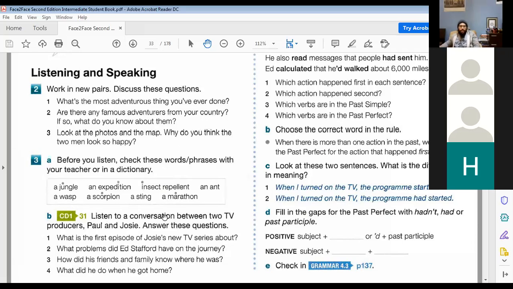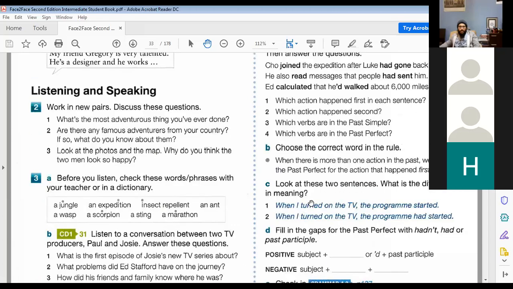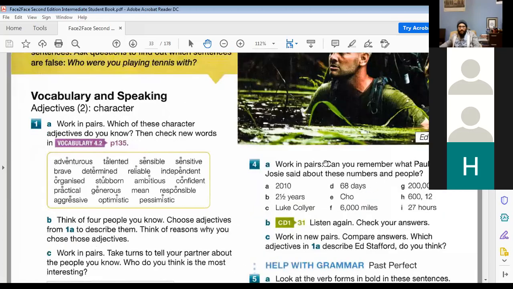So it says, listen to a conversation between two TV producers, Paul and Josie. Answer these questions. The first question is, what is the first episode of Josie's new TV series about? What problems did Ed Stafford have on the journey? How did his friends and family know where he was? What did he do when he got home? So this is Ed Stafford. Can you see him?